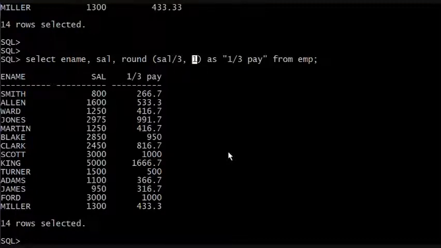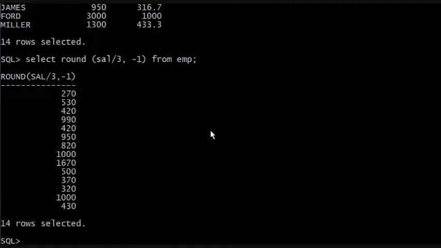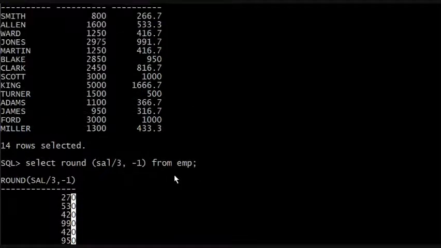1 decimal. All right. What if I put a negative number here instead of a positive number? Let's do select round sal divided by 3, comma, space, -1 from EMP. See what happened? Notice everything has a 0 at the end. 266 goes to 270, but 533 goes to 530. So we're rounding not only to the right of the decimal, but to the left of the decimal.